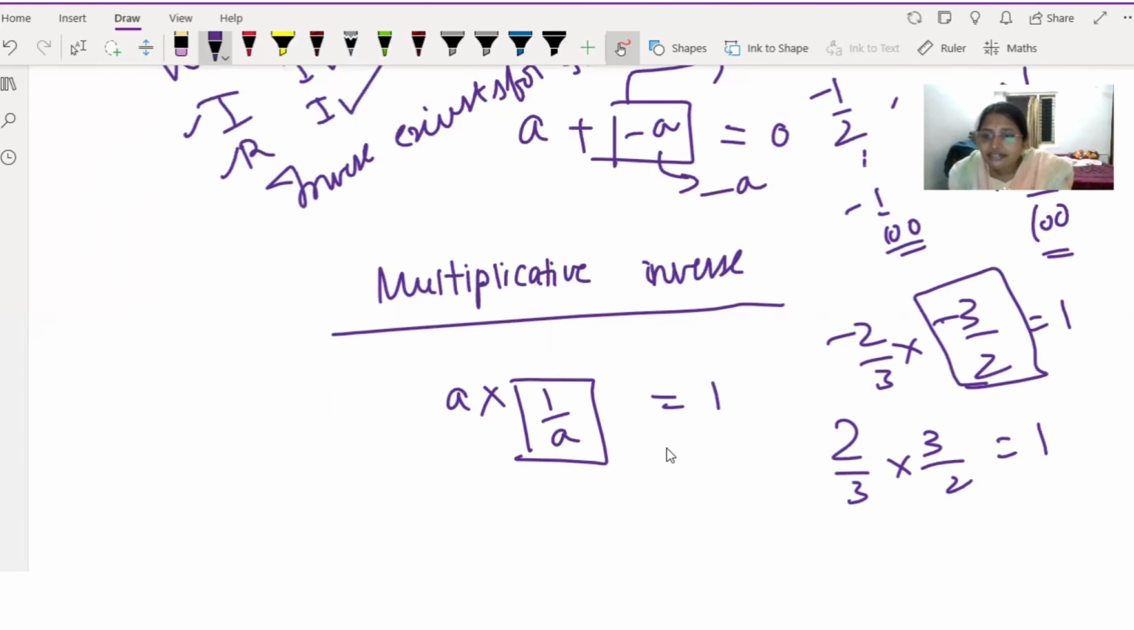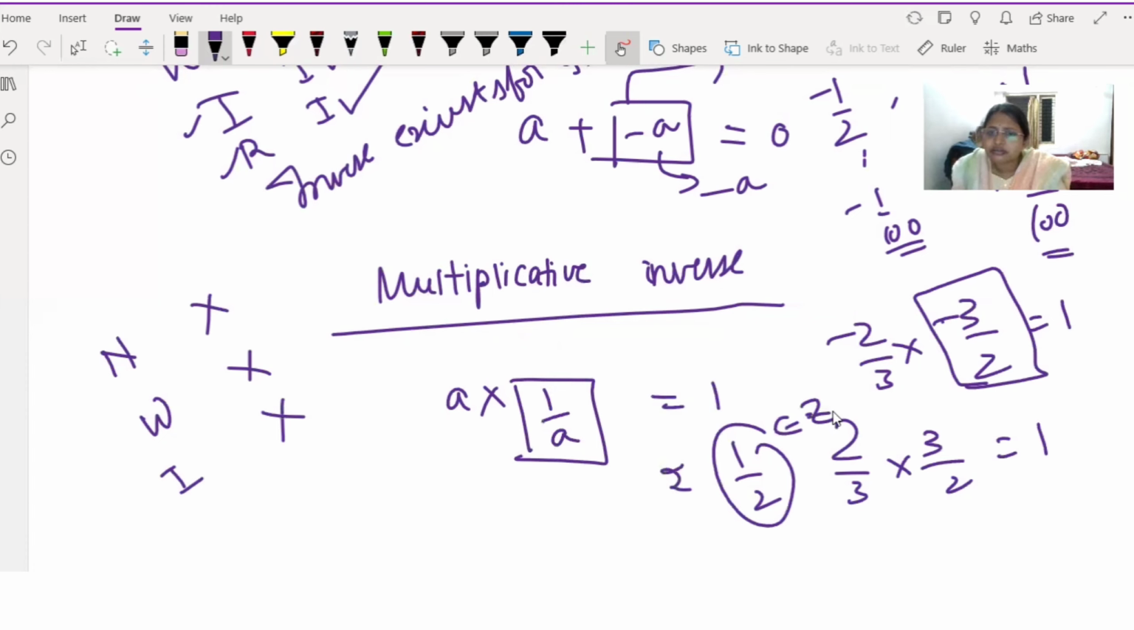So multiplicative inverse exists for rational numbers. Multiplicative inverse does not exist for natural numbers. Multiplicative inverse does not exist for whole numbers. Multiplicative inverse does not exist even for integers, because the reciprocal of 2 is 1 by 2, and 1 by 2 does not belong to integers. So for integers also multiplicative inverse does not exist. But for rational numbers, we have multiplicative inverse. Very clear? So these are the properties of rational numbers, children.